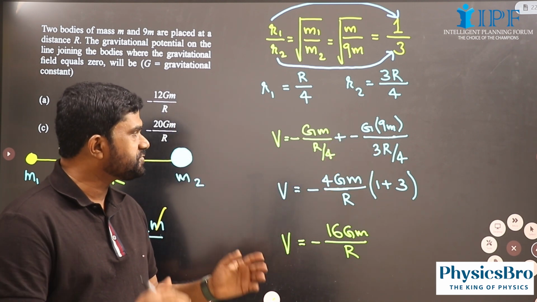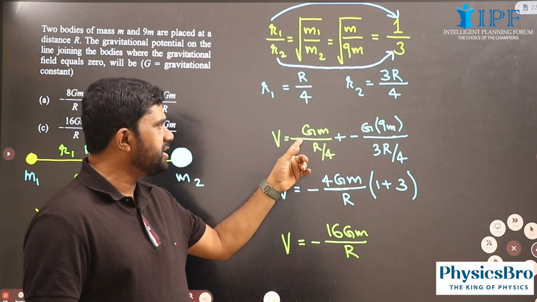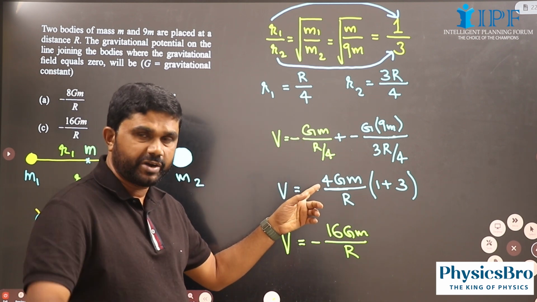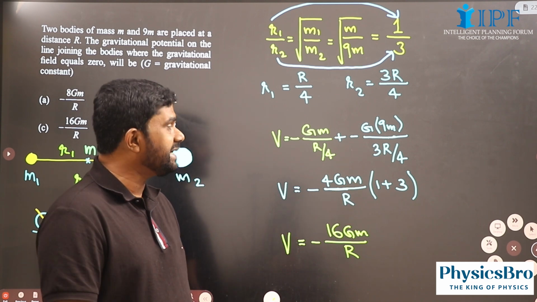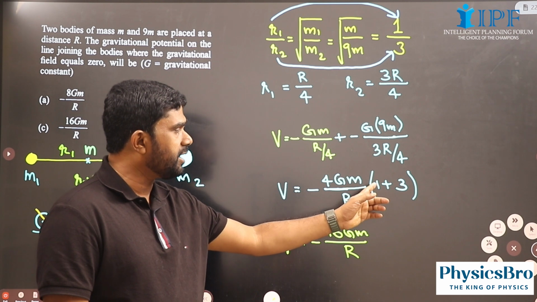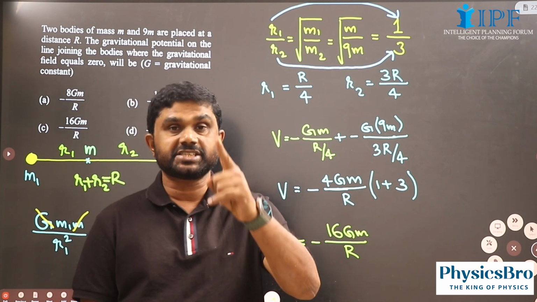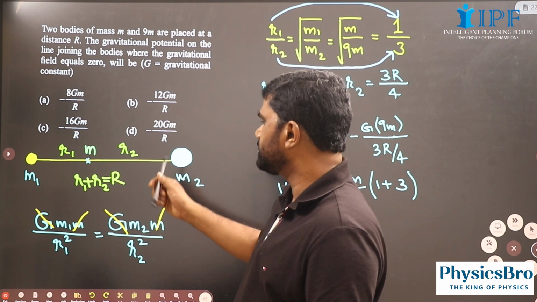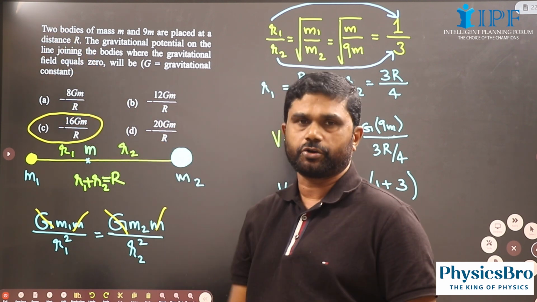Minus 4 Gm by R is common. If you take minus 4 Gm by R as a common factor, in the first term what remains? Only 1. And in the second term what remains? 9 by 3, that is 3. So here we will get 1 plus 3, that is 4. 4 into 4, that is 16. Minus 16 Gm by R. Minus 16 Gm by R means this is the correct option.